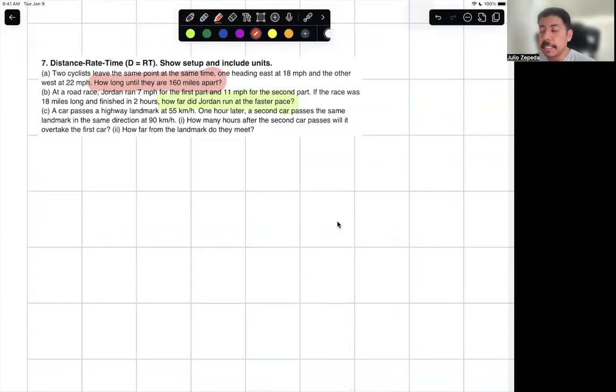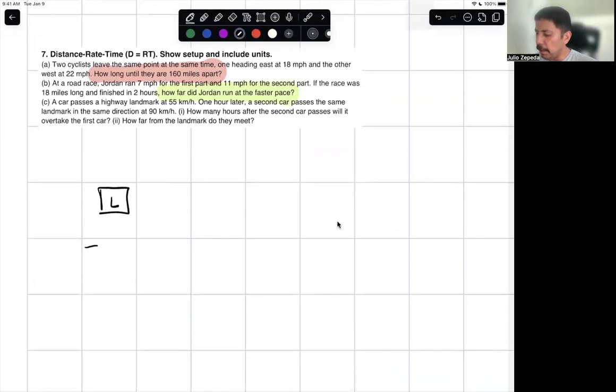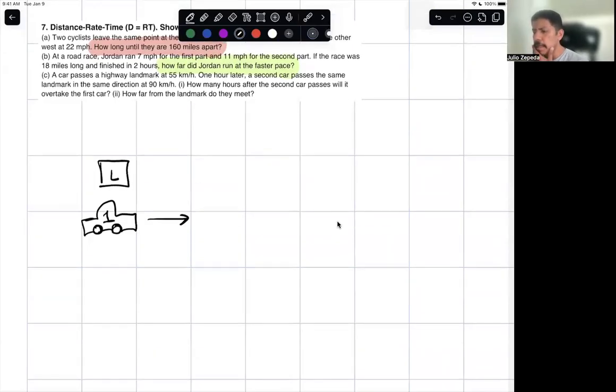Okay, let's take a look. So we have a landmark. I'm just drawing this little building, call it L. And there is a car that is passing the landmark initially. We'll call that car one. Okay, and they're traveling in the same direction. So let's go ahead and draw the picture there for just a moment.